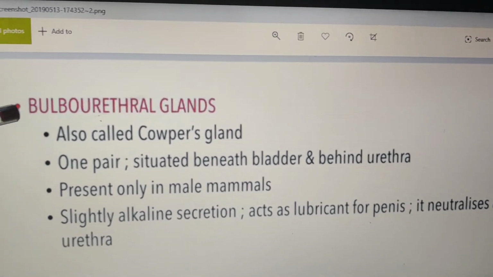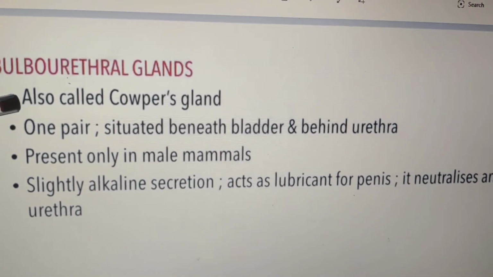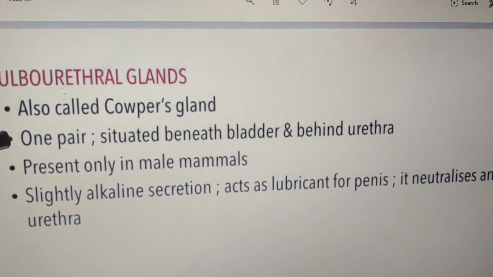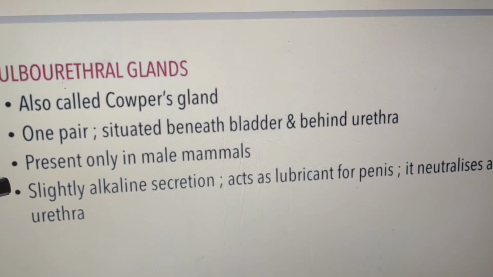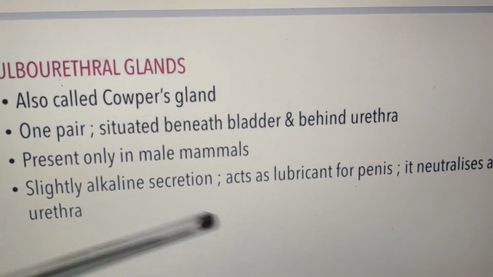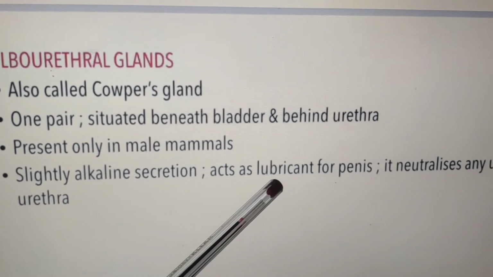So this is the bulbourethral gland. It is also termed as Cowper's gland. One pair, present only in male, slightly alkaline secretion, and the main function is to lubricate the penis.